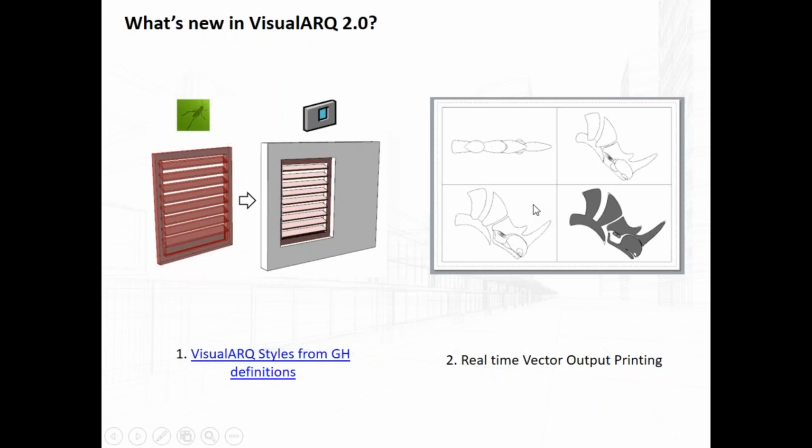Secondly, we have integrated the option to print 3D models in vector output. That means that you will be able to set in each view, in each detail viewport, for example a 3D model in perspective, top viewport, or section view, and you will be able to print that directly in vector output in good quality. So there will be no need anymore to generate 2D plans or section views, because that will be real-time vector output printing.